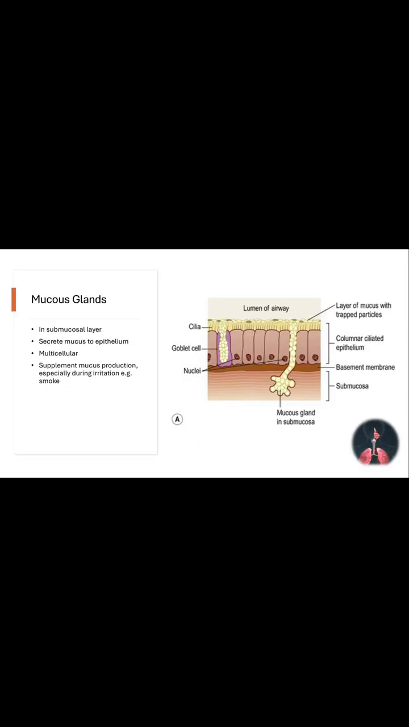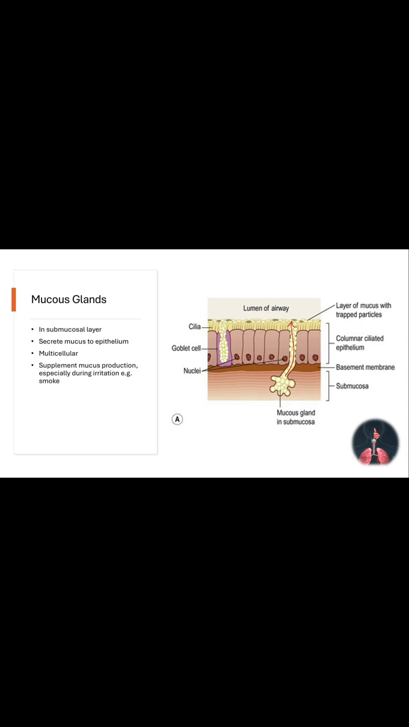So how do we get this mucus then? Well, most of the time it comes from goblet cells, which we'll be looking at later, but sometimes it is supplemented by mucus glands. So this is often when our respiratory tract is irritated through smoke or other particles, or even when we're ill. Mucus glands are multicellular. They're present in the submucosal layer, and they secrete mucus up towards the epithelium that you can see here.